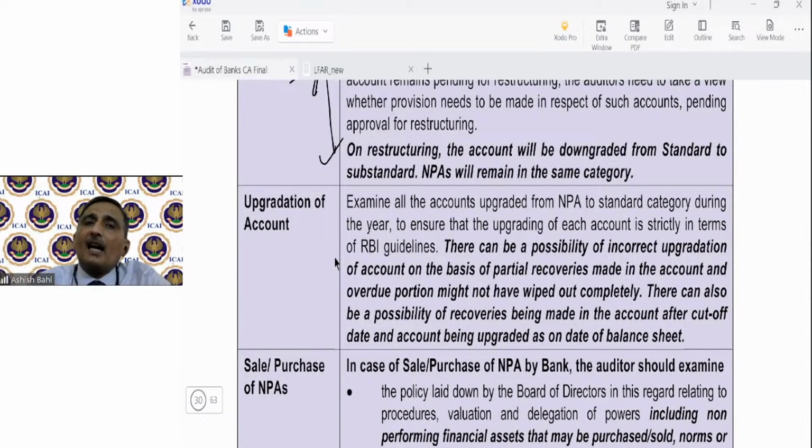Because overdues have been cleared. The condition under which the account was classified as a non-performing asset doesn't remain now. So when overdues have been cleared, the account would definitely be upgraded to a standard asset. Now, what is the role of the auditor in it? What care he has to take while verifying upgradations in accounts which were classified as non-performing assets.